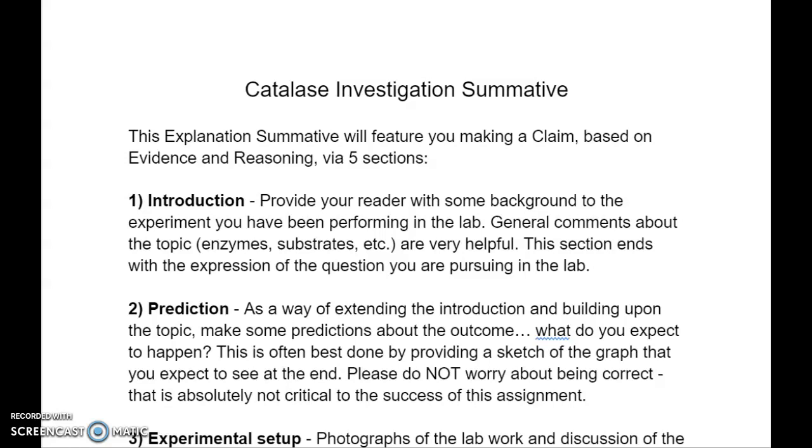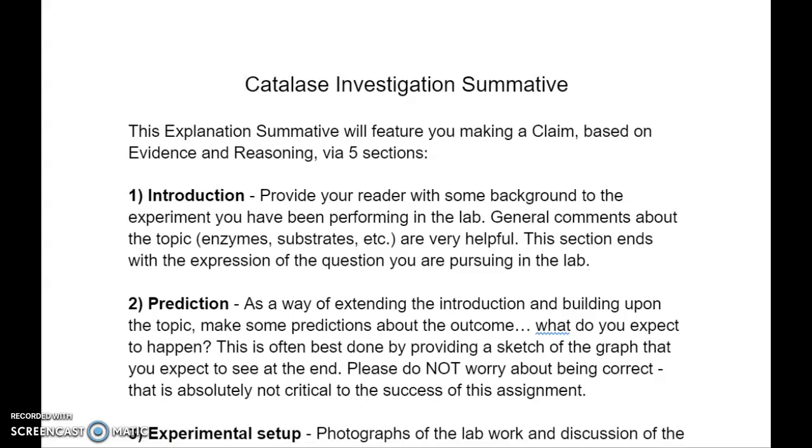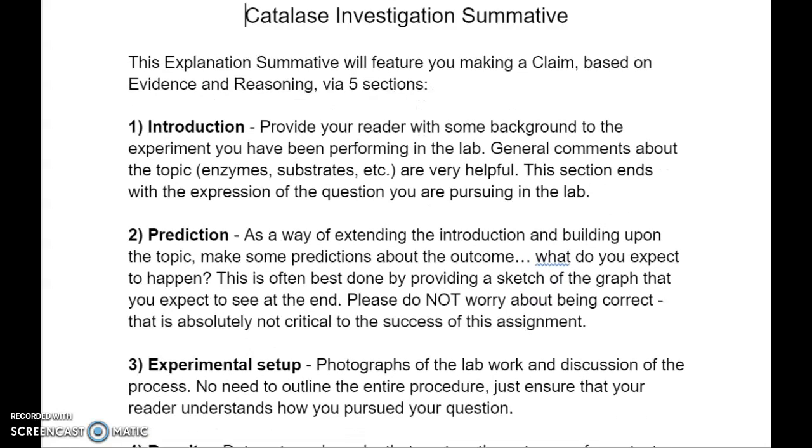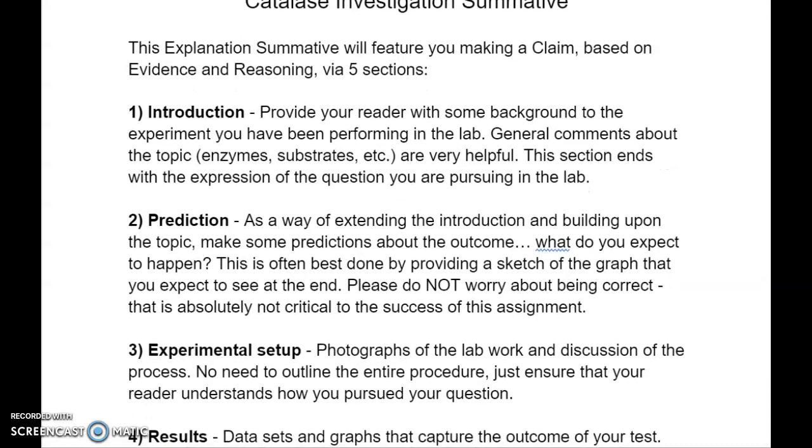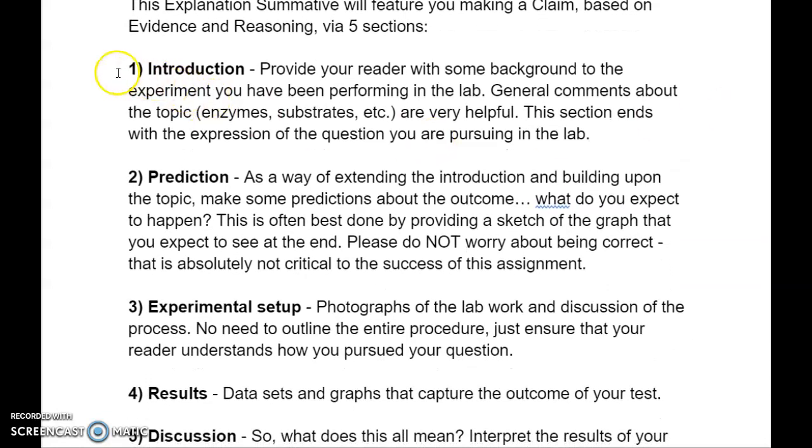Here's the investigation summative, the original document, okay? It's a summative. It's a claim based on evidence and reasoning, but I want students to write about this via very particular sections. So there's section 1, the introduction, and these first couple of sentences will be helpful in helping students make that work. If you get them to generally talk about enzymes and substrates and how those things work together as a nice introduction to somebody who hasn't been in class, so they understand the rest of the lab report, that would be a great piece, okay? Then the second section is a prediction.